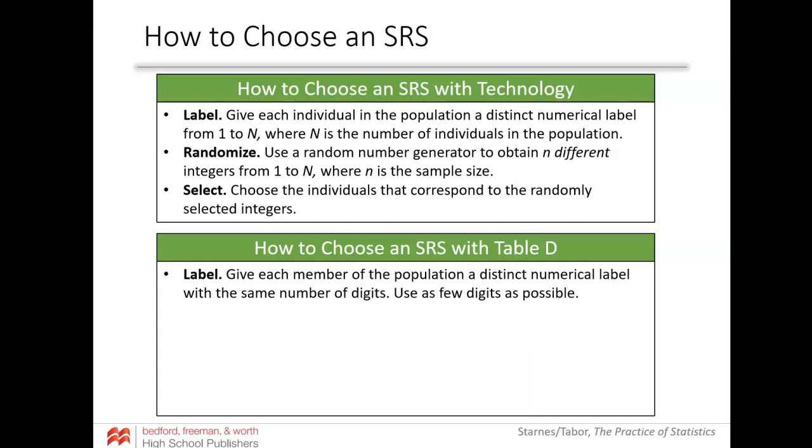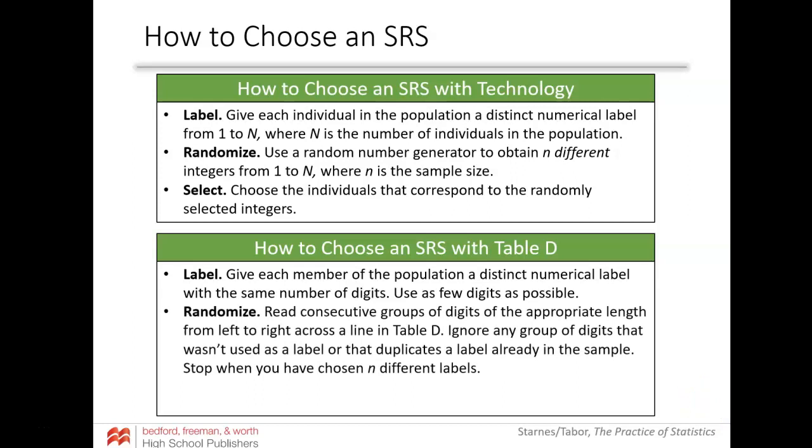So, same idea. We start the same way. We give a number distinction to every single thing, and you want to use as few digits as possible. So, in that case they had previous, that 1750, we'd have to label them with 4 digits. I think the example we're going to see in a minute doesn't do that same one, so we'll hang on to that. Then we're going to go visit Table D, and we're going to read consecutive groups of digits of appropriate length from left to right.